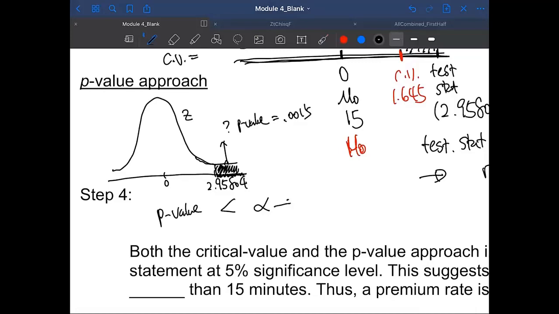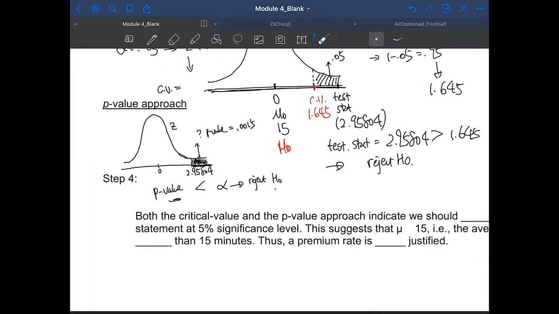So what would you do then? Are you going to reject the null, or are you going to fail to reject the null? You're going to reject, right? You're always going to reject if the p-value is small. This is very, very small. You are going to reject it, right? And so you guys should be able to fill in the blank here.